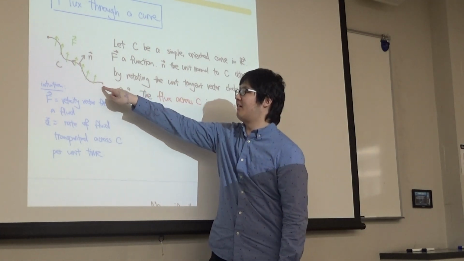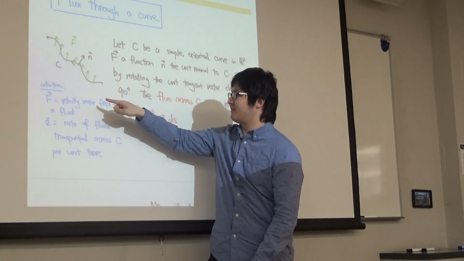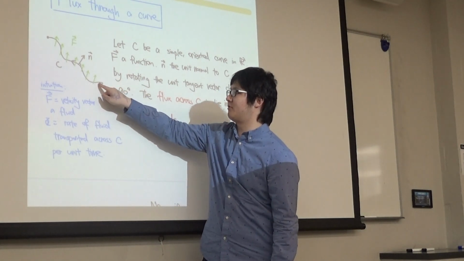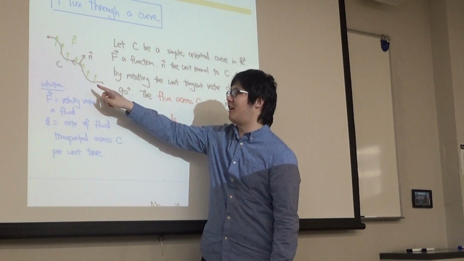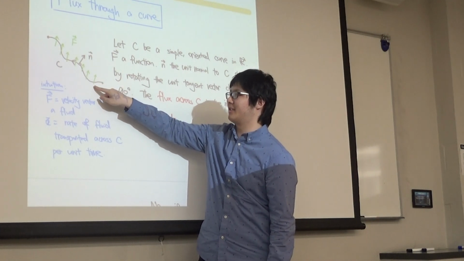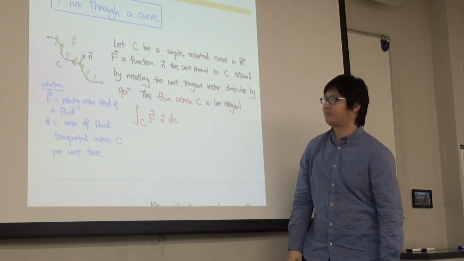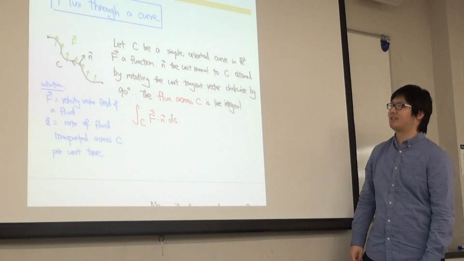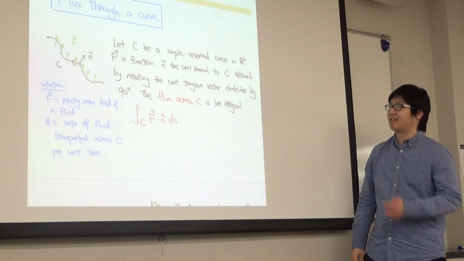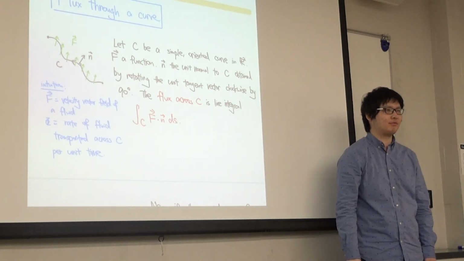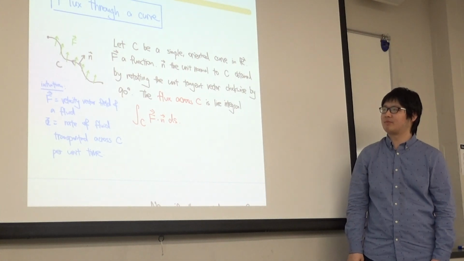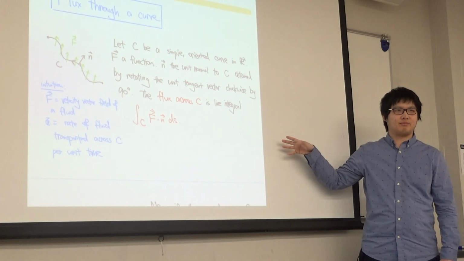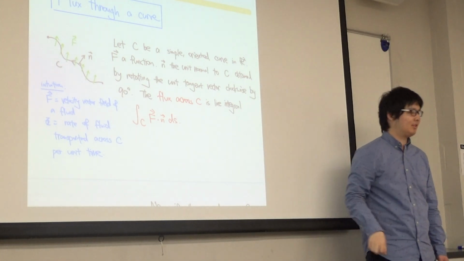And how fast, summed up together, in total, how fast is it transporting across this curve here, from here to here. Yeah, so that's the idea of flux across the curve, and that's the same idea as the flux across the surface. Any question about this definition or concept? Okay.